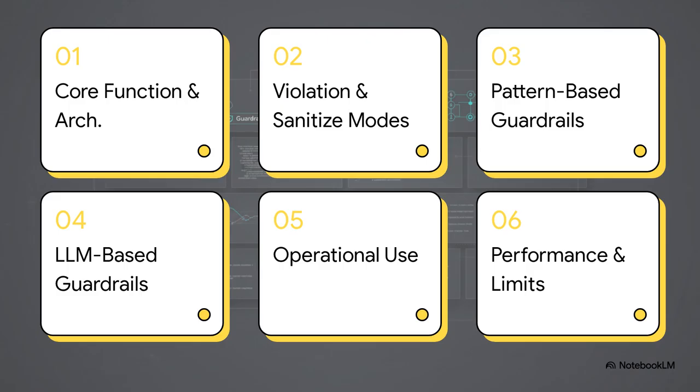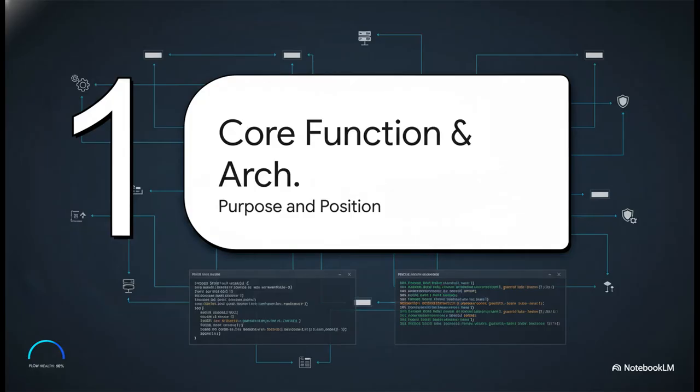Subsequent sections detail the pattern-based and LLM-based guardrail capabilities. The final sections address operational integration, performance characteristics, and scaling limitations. The first section details the node's fundamental purpose and its position within the n8n workflow ecosystem.